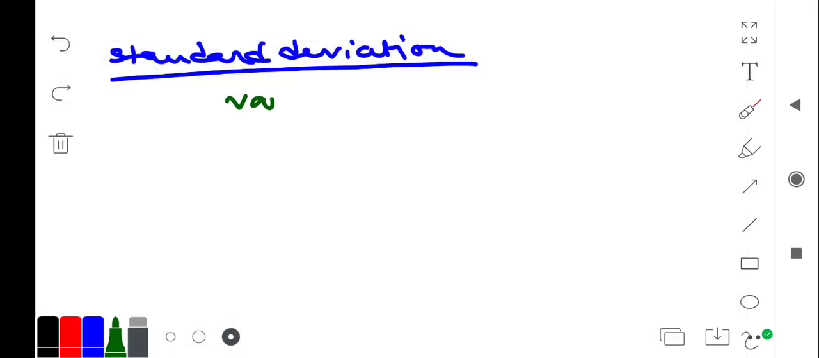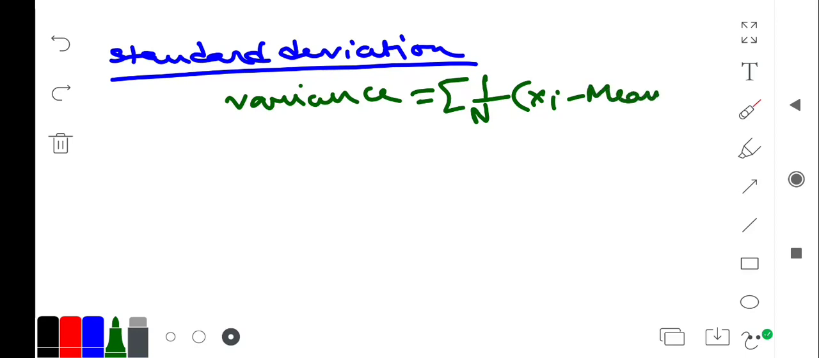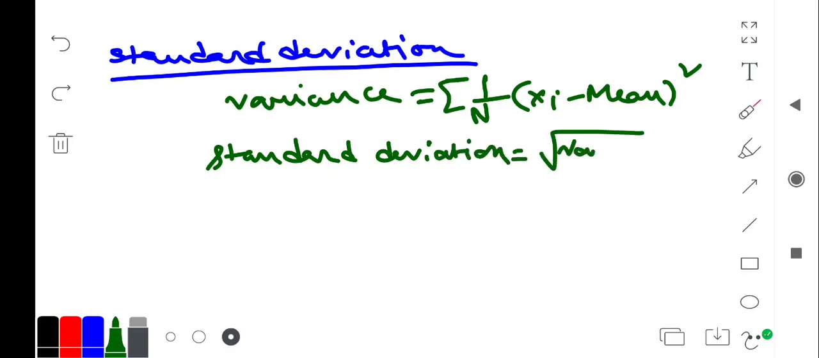Next, first one, variance. We have to know first one, variance. Variance equal to summation of 1 by n xi minus mean whole square. Okay, so summation of 1 by n, that is xi minus mean whole square, that is termed as variance. And standard deviation equal to root over variance. Okay, so variance equal to summation of 1 by n, in bracket xi minus mean whole square, and standard deviation equal to root over variance.